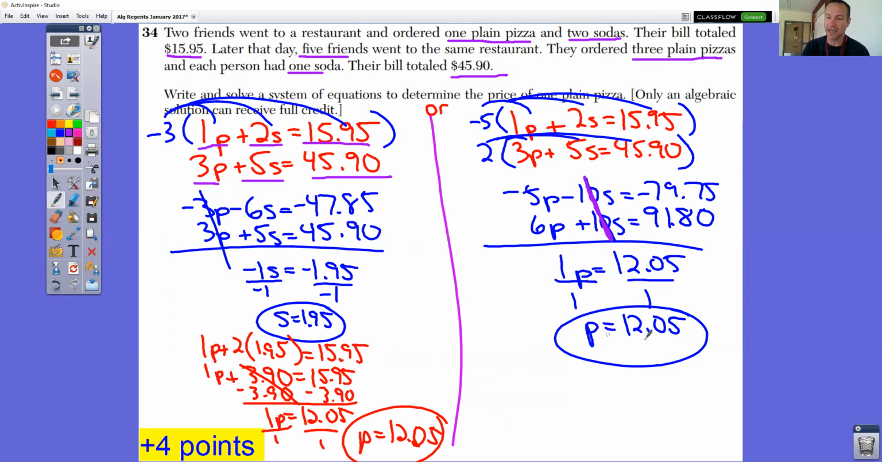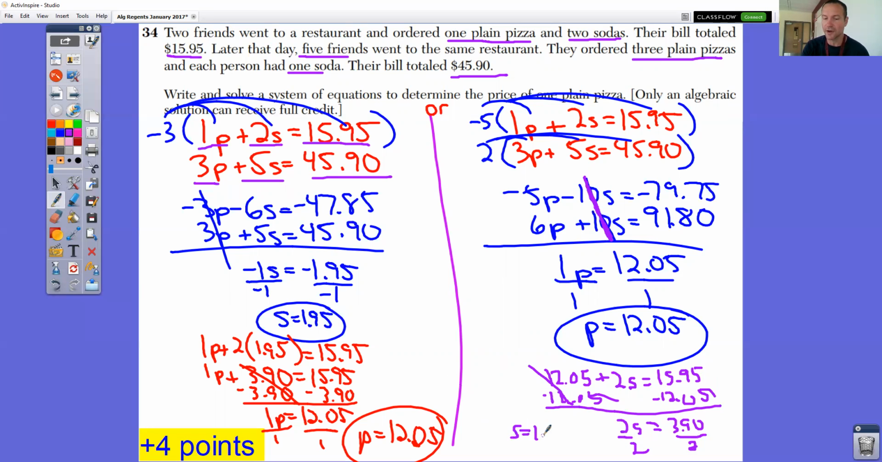So we add going down, we end up with P equals $12.05. And then just like we did over here, we would sub into one of the equations. So we would have 12.05 plus 2S equals 15.95. And then we would solve that equation. So we would do minus 12.05 minus 12.05 to get the 2S all by itself. And so we have 2S equals 3.90. And then divide by 2, and we get that same answer that we did over here of S equals 1.95.